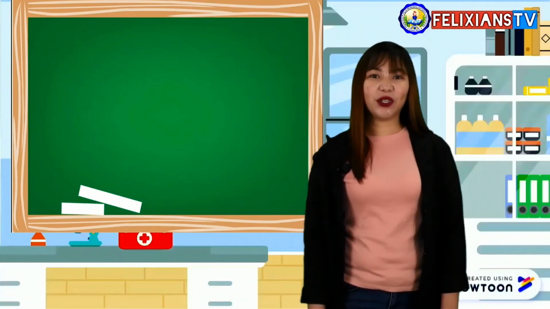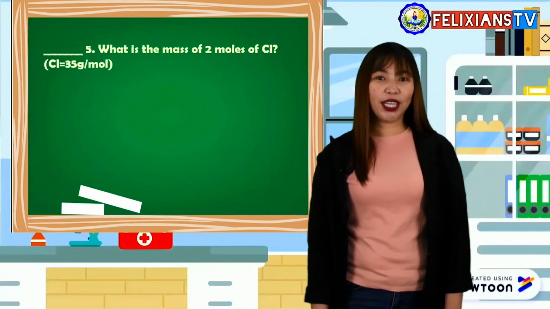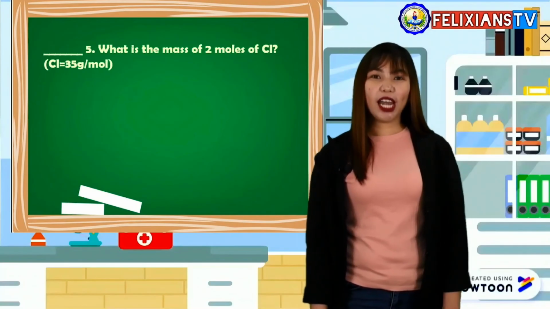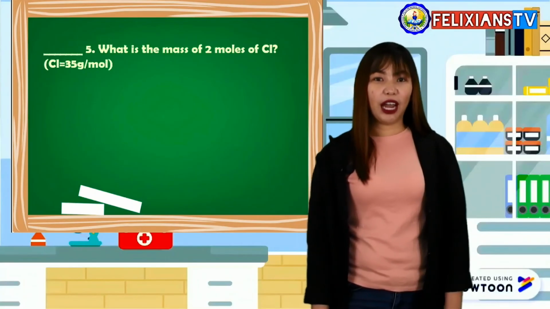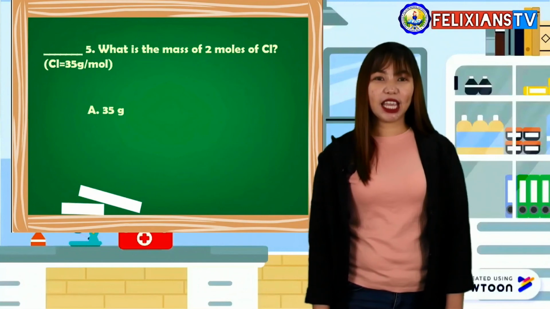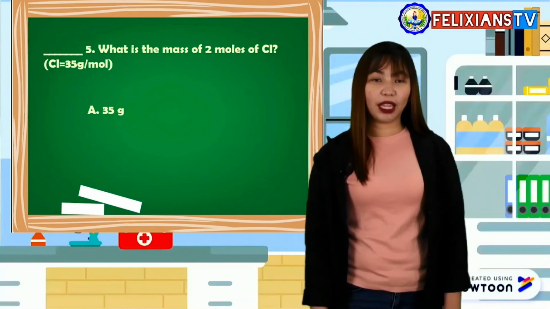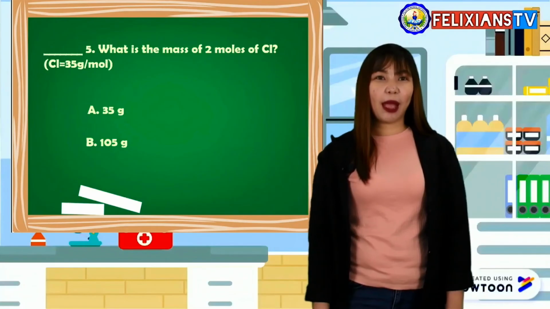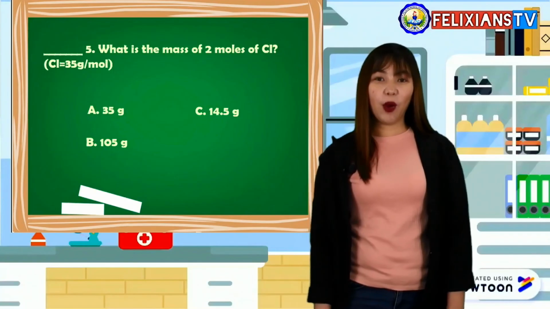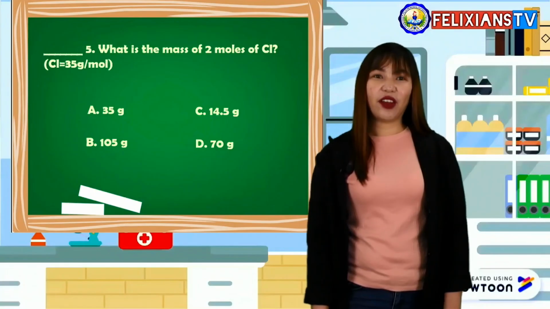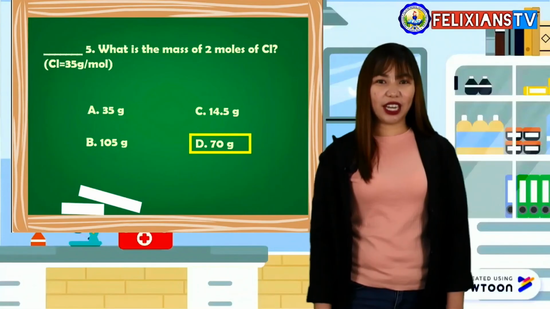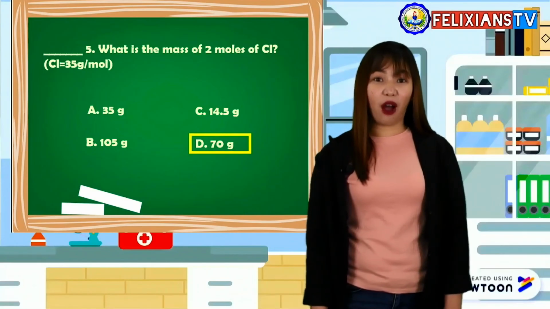Now, let's answer the last question. Question number 5. What is the mass of 2 moles of chlorine? Remember that the molar mass of chlorine is equal to 35 gram per mole. A. 35 gram, B. 105 gram, C. 14.5 gram, or D. 70 grams? Very good! The answer is letter D. 2 moles of chlorine is equal to 70 grams of chlorine.